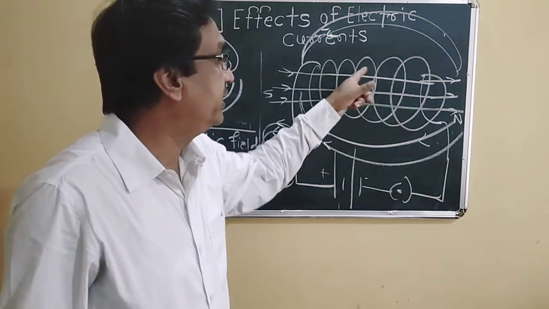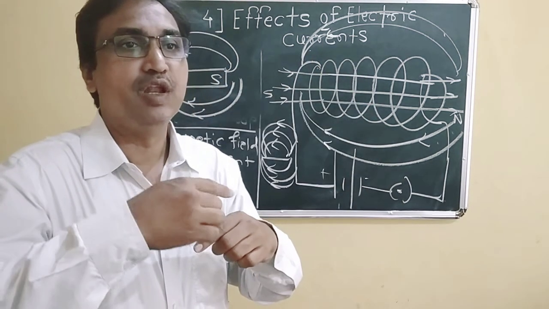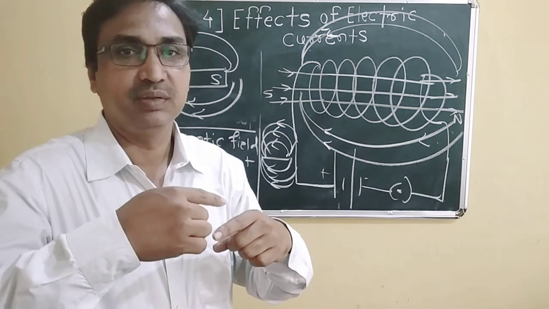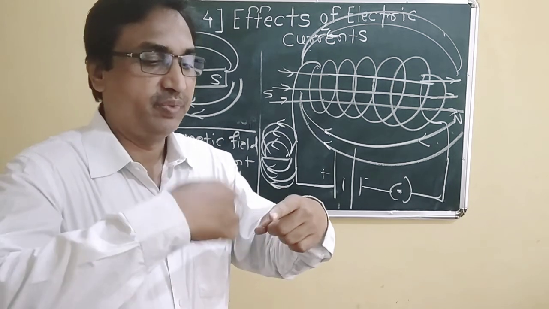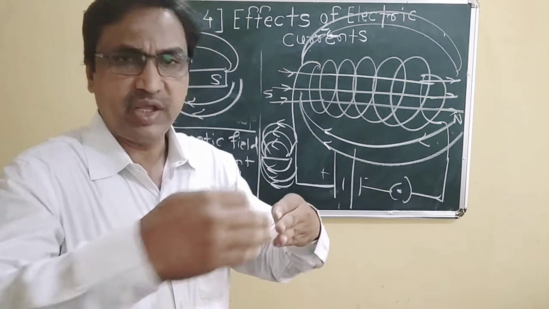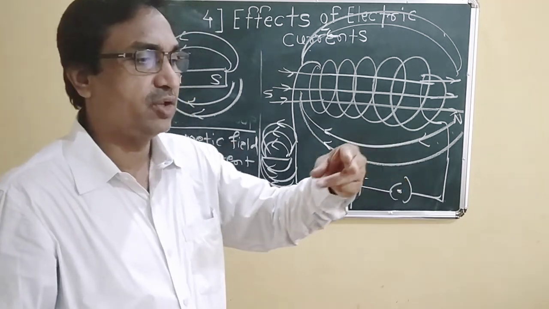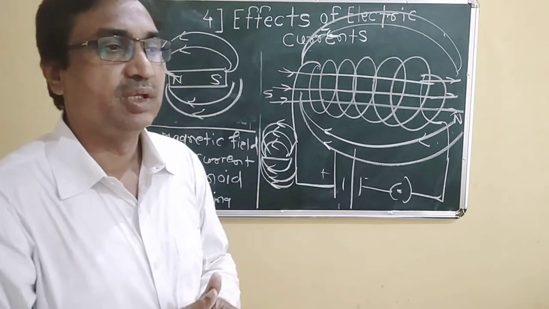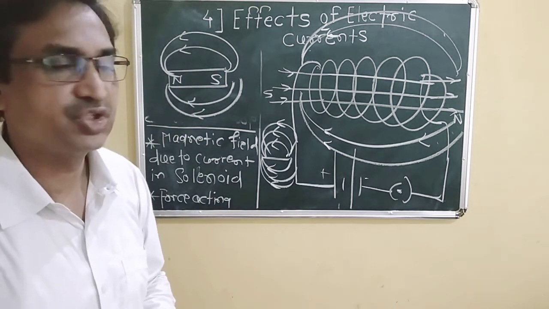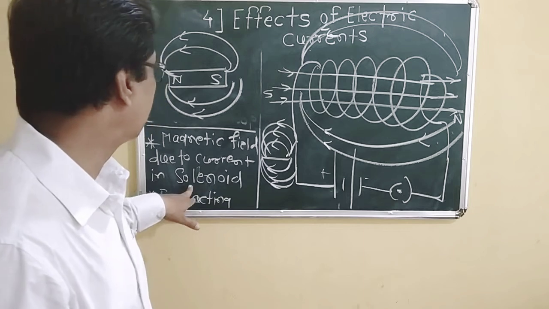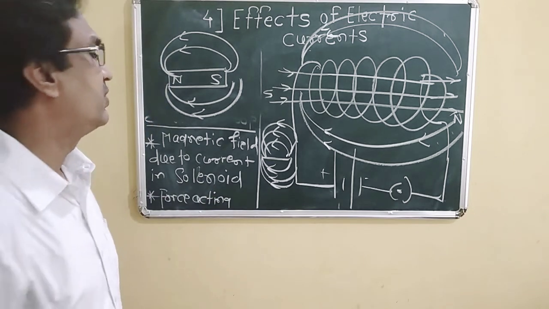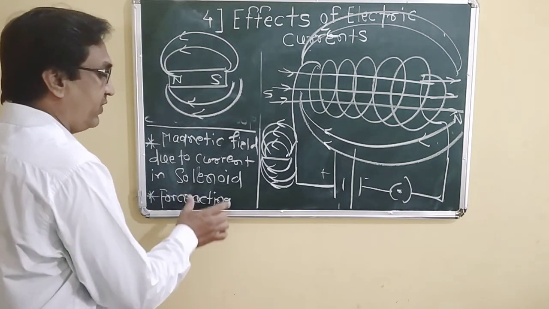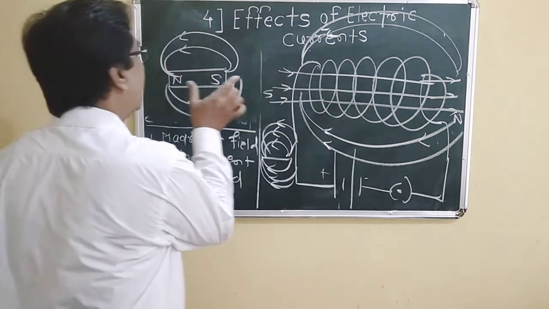The solenoid means a number of turns are wound on any rod. We have taken a rod and wound a copper wire on it, and this type of construction is called a solenoid. So the function of a solenoid is the same as that of a bar magnet.